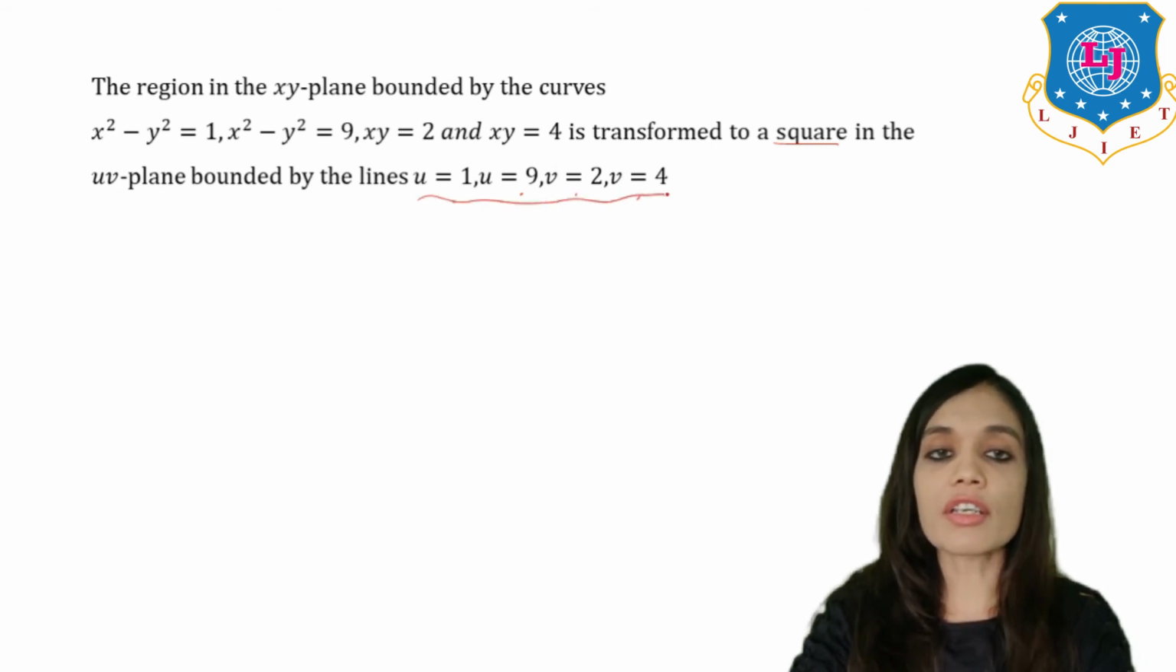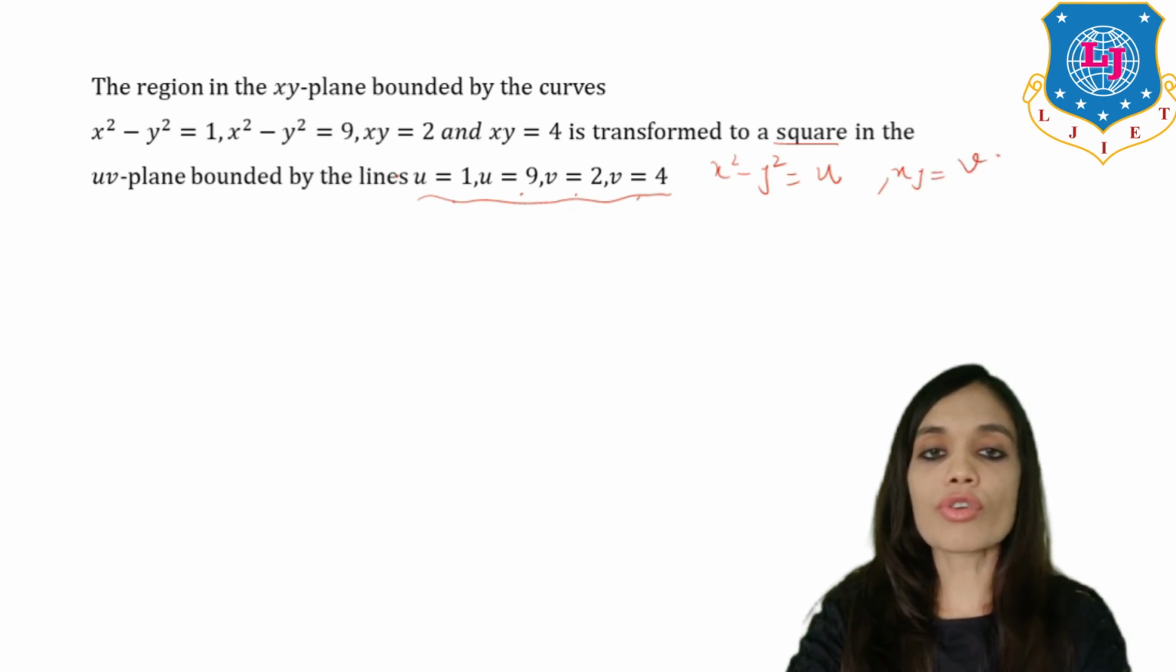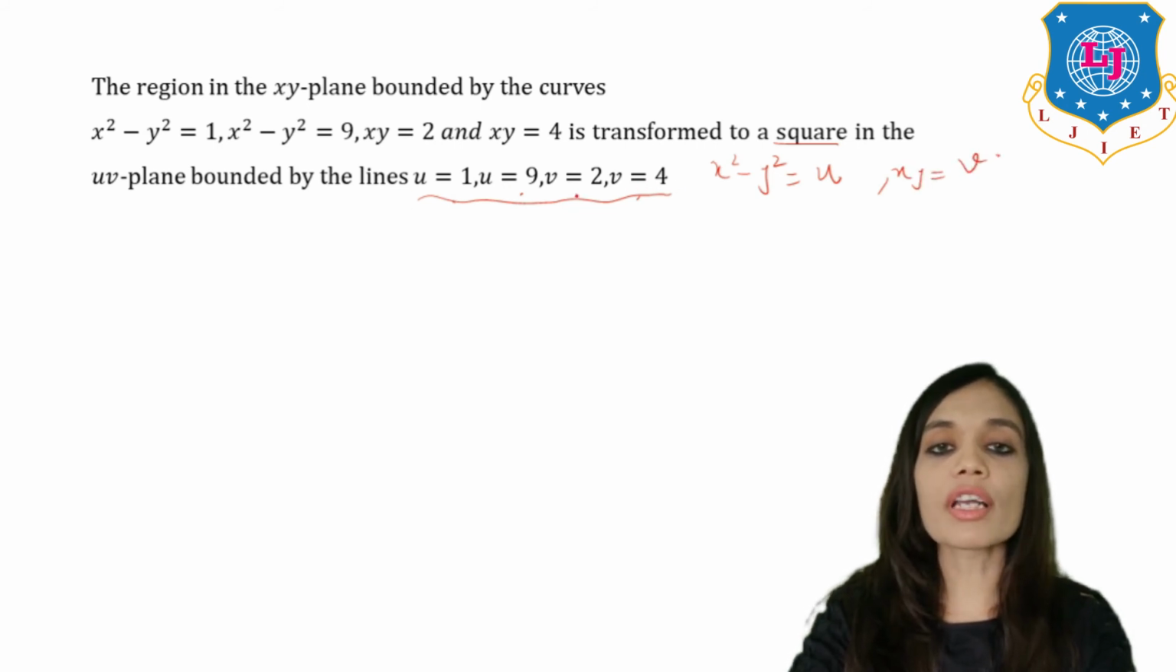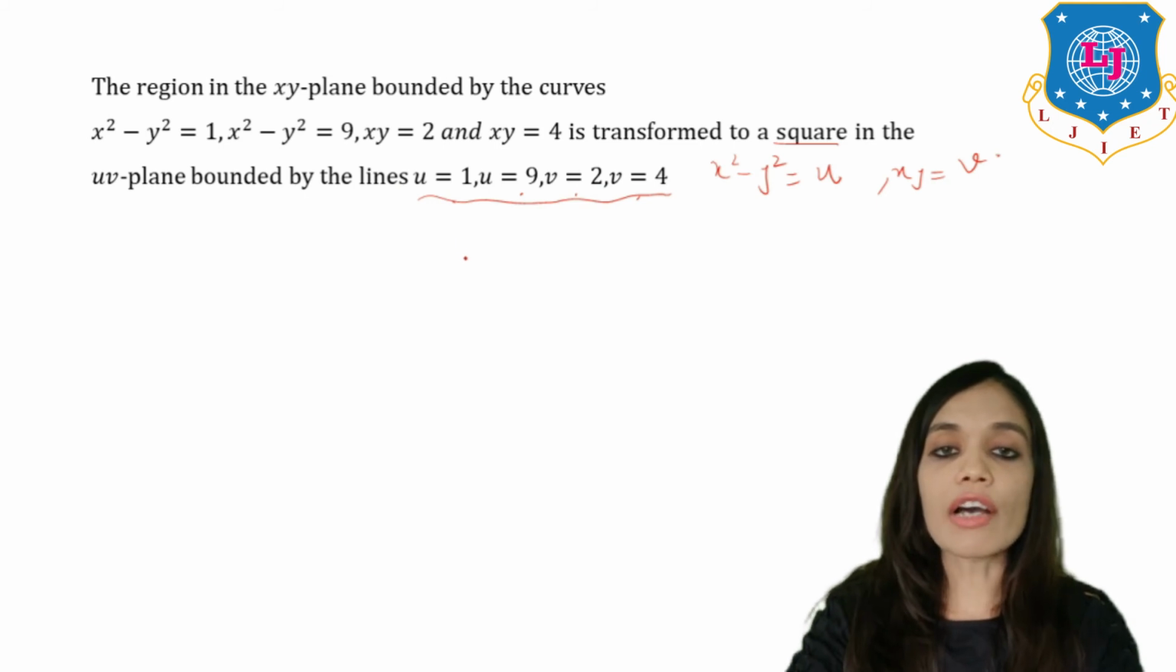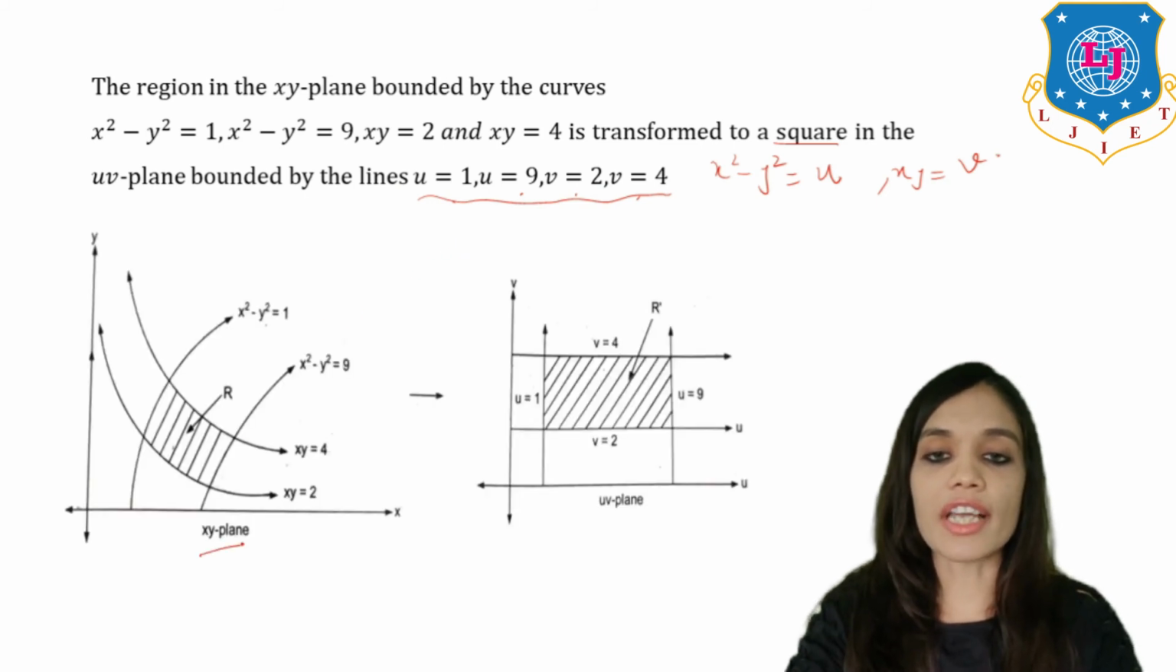Why we have written this? Because we have assumed our x square minus y square as u and our xy as v, right? So we have formed these 4 lines. Okay. So now let us draw the graphs. Firstly in the xy plane, then in the uv plane.